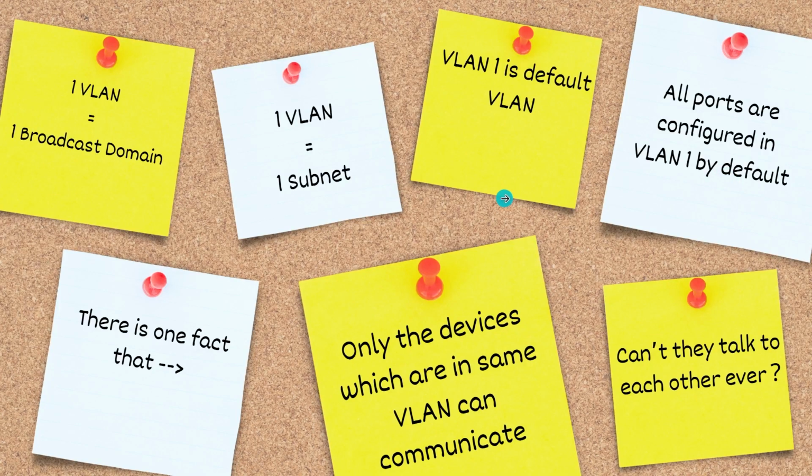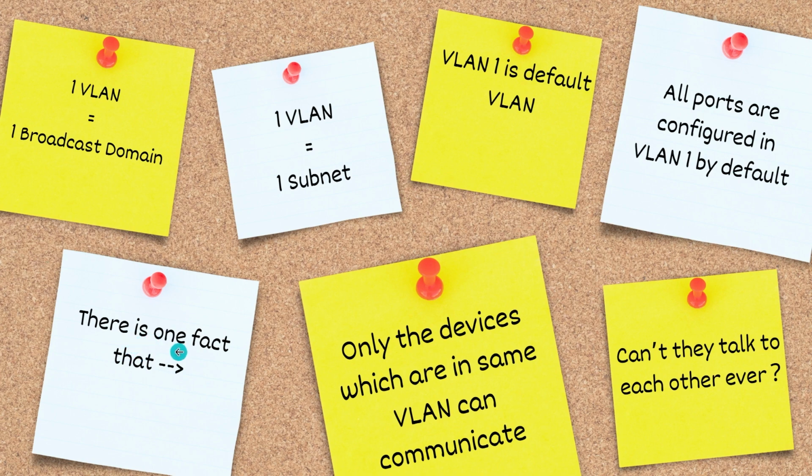And these are some of the facts that you might want to know. One VLAN is equal to one broadcast domain. One VLAN is equal to one subnet, and that stands for one broadcast domain is equal to one subnet also. VLAN 1 is the default VLAN, we all know. And all ports are configured by default in VLAN 1, that also we know.